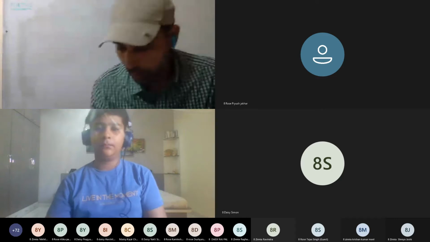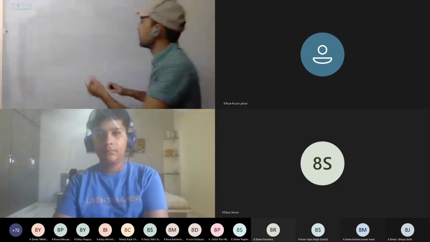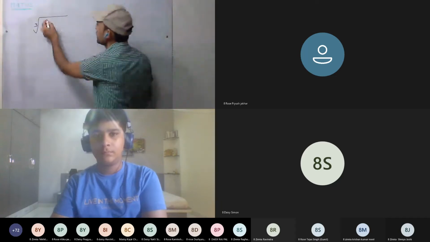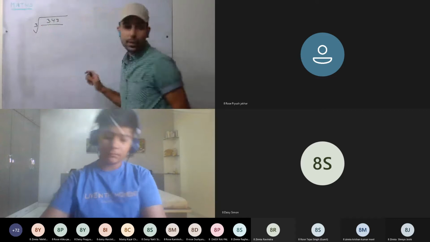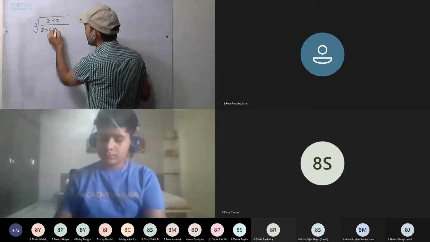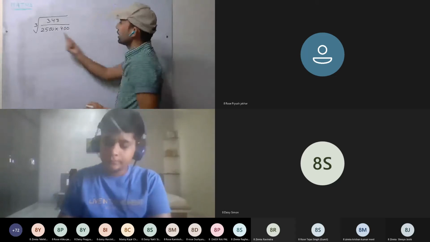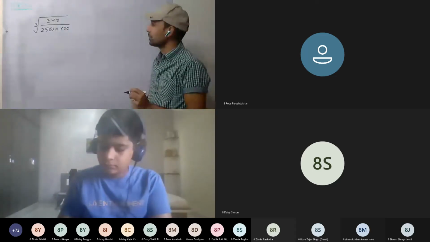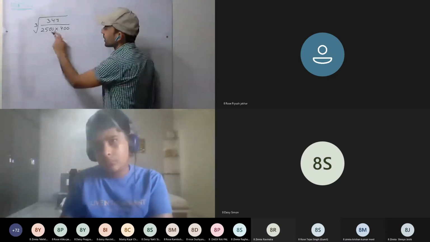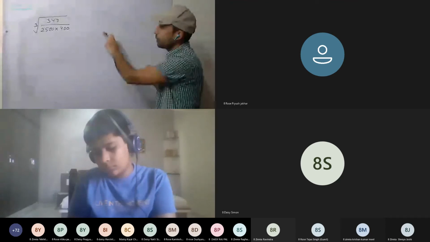I think you have started remembering a few cubes as well, like 343. It is the cube root of 343 divided by 2500 into 400. See here, in a few questions you can play smartly as well. Either you can simply factorize the numerator, factorize the denominator, then form the triplets and solve.